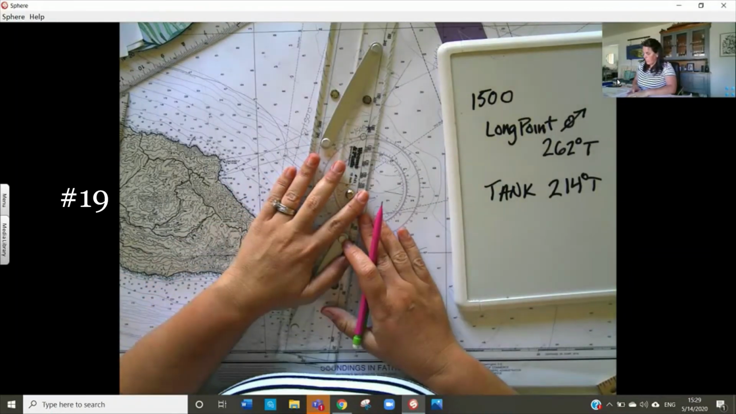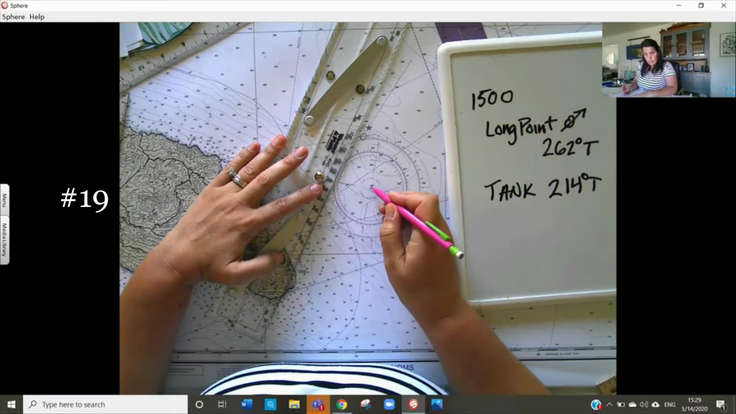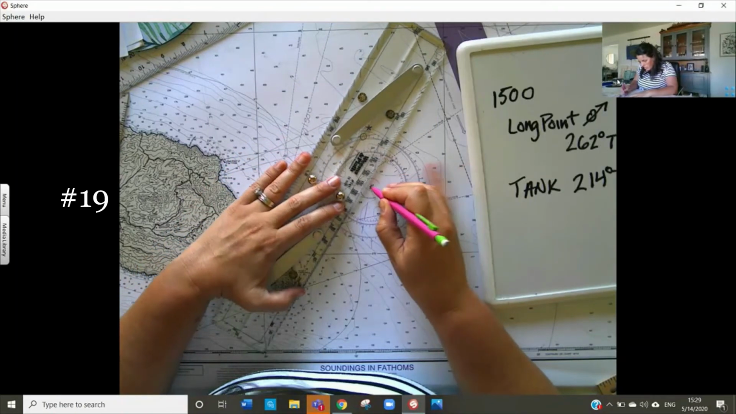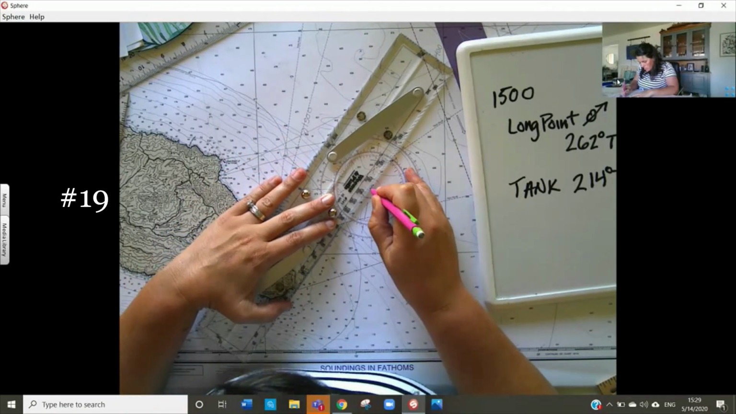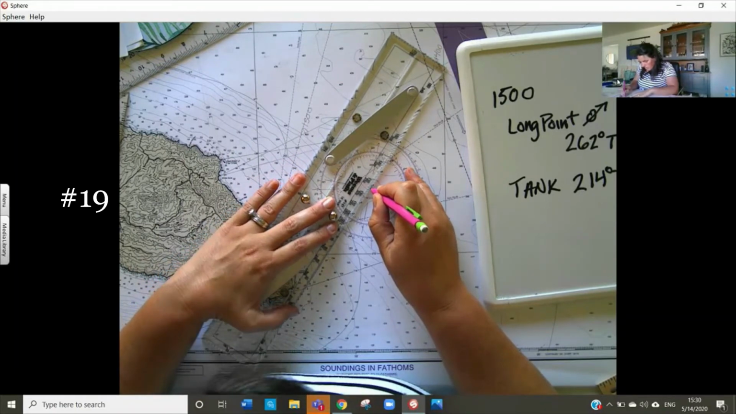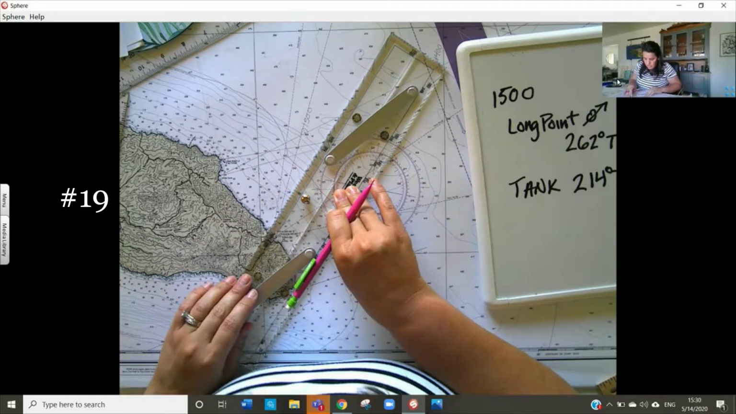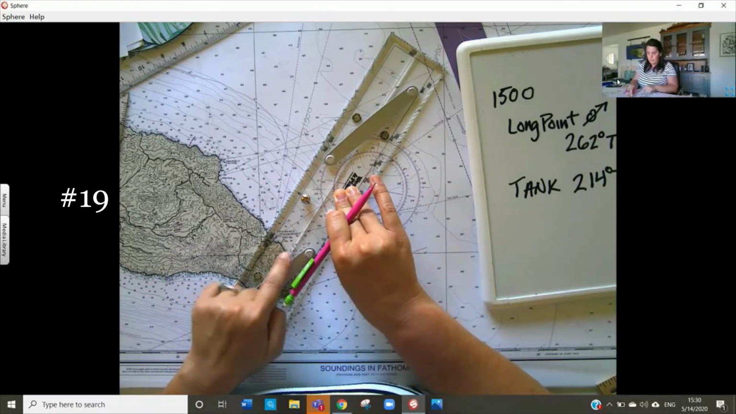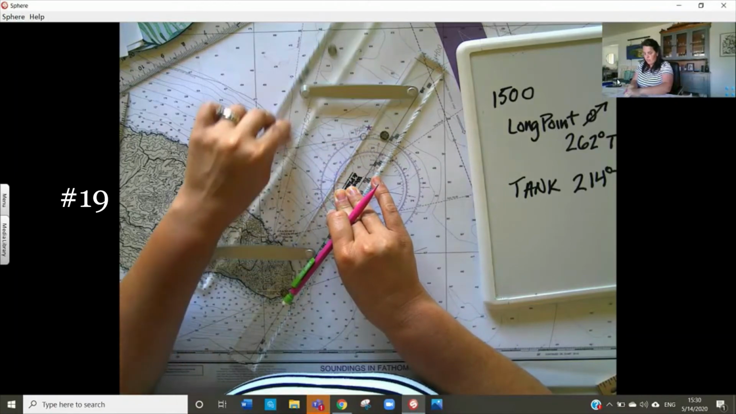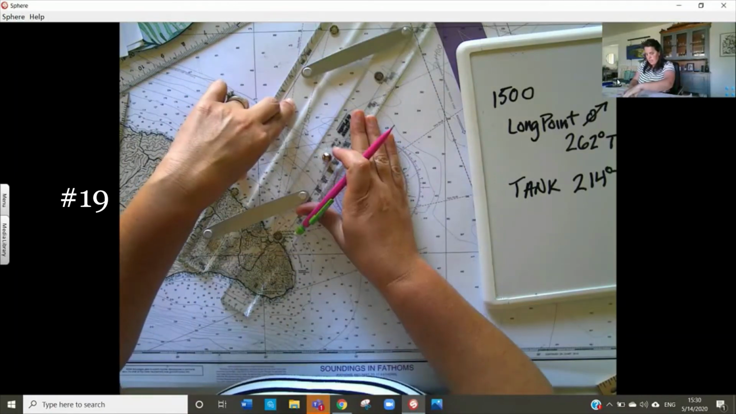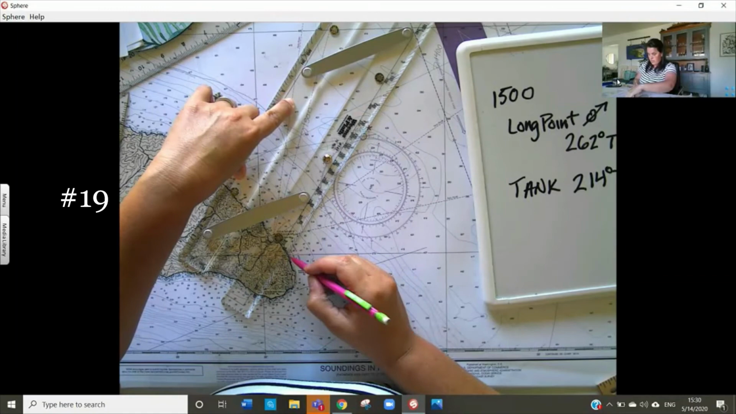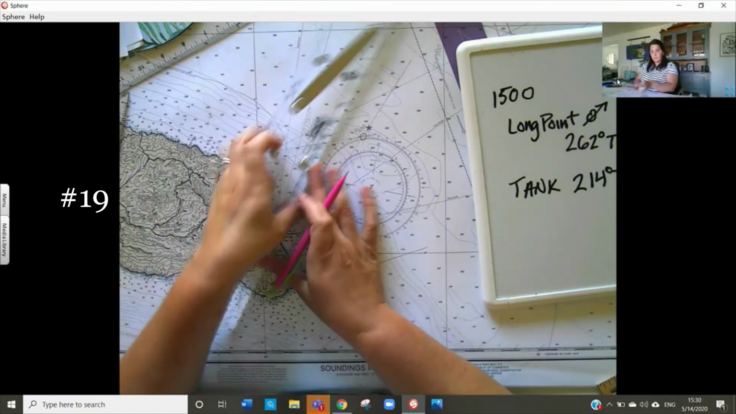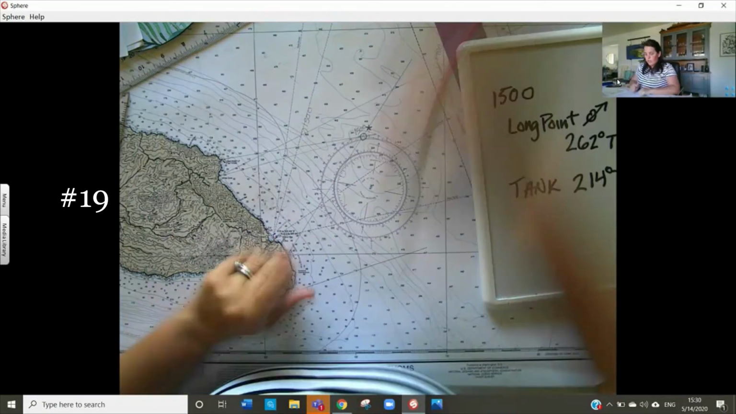I'll do it for the next one here at 214. You find where 214 is, right about there. And Pebbly Beach is over my ruler, right? It's underneath. So you have to move it out of the way and then line it up and draw in your line of position. So that was using all three different tools.